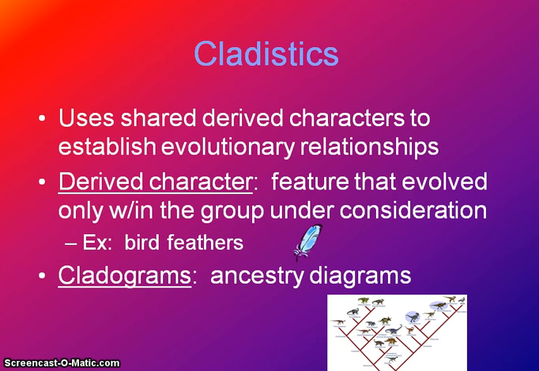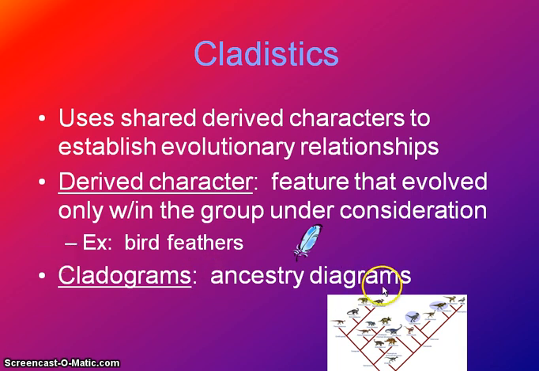Cladistics uses characteristics that are shared between groups. They're called shared derived characters to establish evolutionary relationships. So a derived character is a feature that evolves only within the group that you're looking at. So after a group has split off from the main branch of the tree, and it starts to develop a certain characteristic, that would be a derived character. So like there's no other group that we can really think of that has feathers besides birds. And so that means that the ancestor probably didn't have feathers. It was something that developed after they branched off from their ancestor. So that would be a derived character.